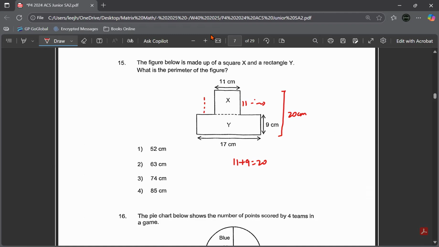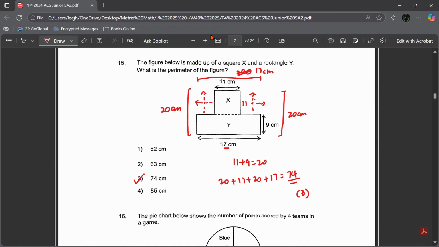And this one, you can push it up. This whole thing here will be 17 cm as well. Okay, because this is 17 here. So over here, you push this out. This also will be 20 cm. So what is the perimeter? You just add all the four sides. 20 plus 17 plus 20 plus 17. Answer is 74 cm. Option 3.